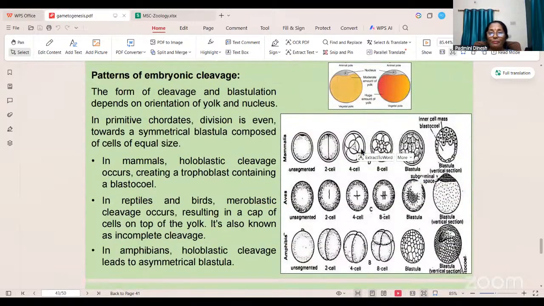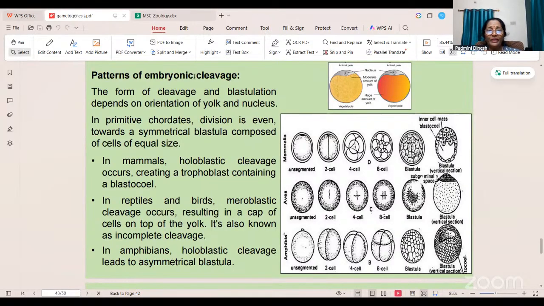Now coming to the pattern of embryonic cleavage. The pattern of embryonic cleavage is different in different species, as I told you. For example, I want you all to understand this part. What is an animal pole and what is a vegetal pole? The animal pole is where the nucleus is present, and the place where the yolk is present is called the vegetal pole. The yolk is nothing but the food that is provided for the development of the animal. Wherever the nucleus is, that is called the animal pole, and wherever the yolk is, that is called the vegetal pole.